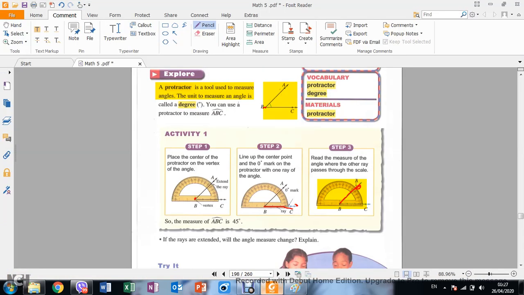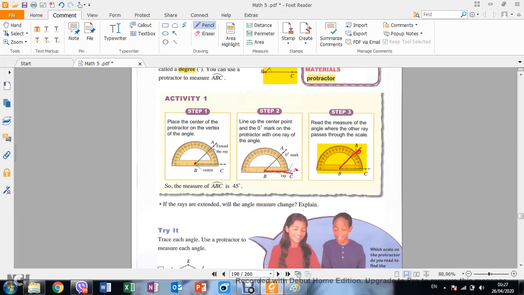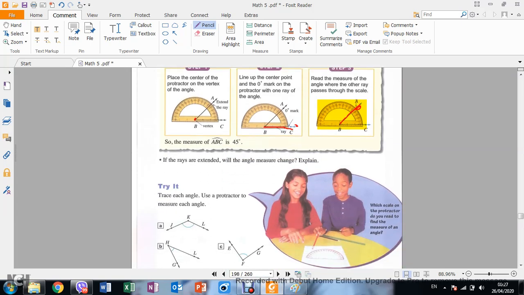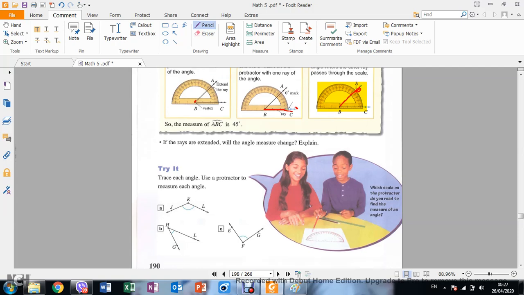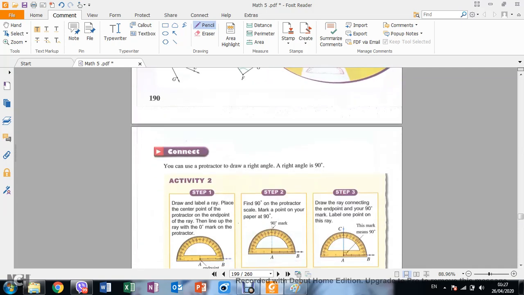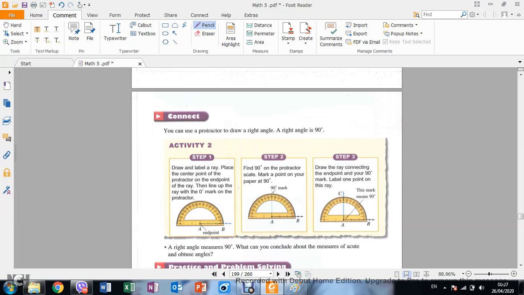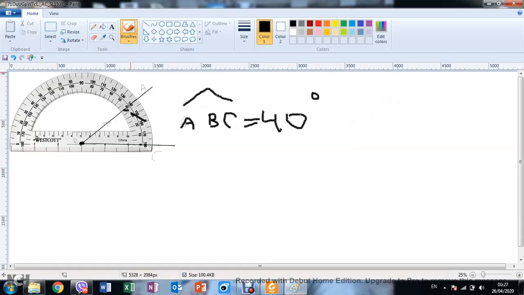Okay, after that you can try this at home. You repeat it using a protractor. So, second activity, I show that you can use a protractor to draw right angles. A right angle is 90 degrees. Okay, the second activity, how we draw it. Again, I'll show you how we draw.